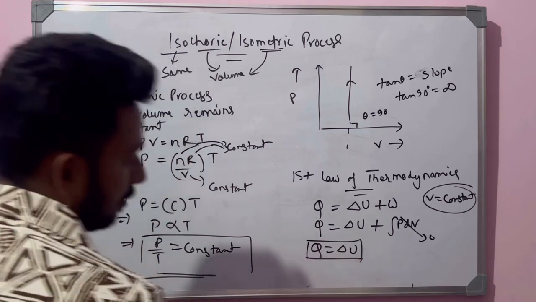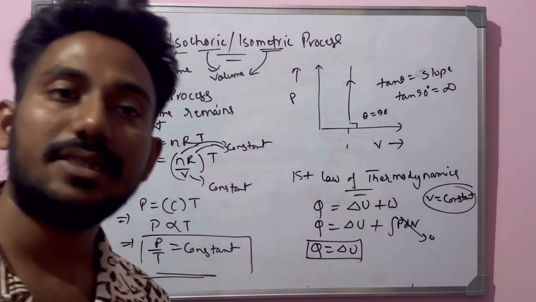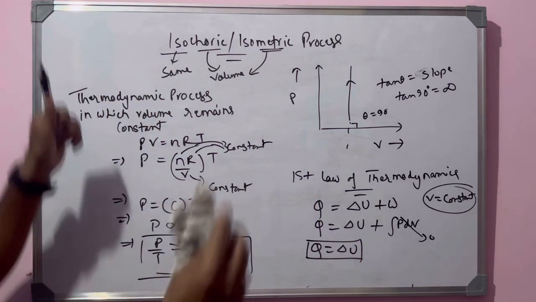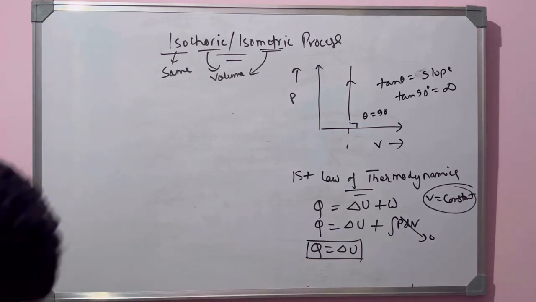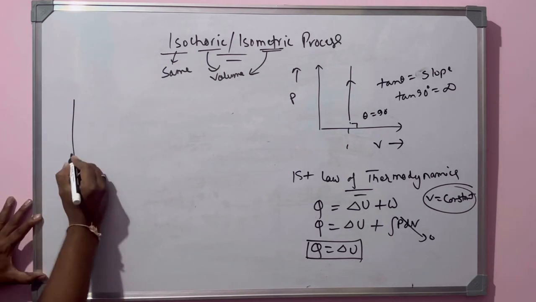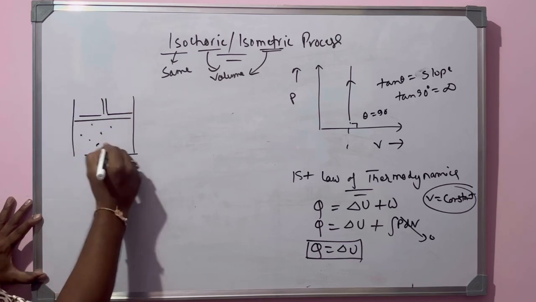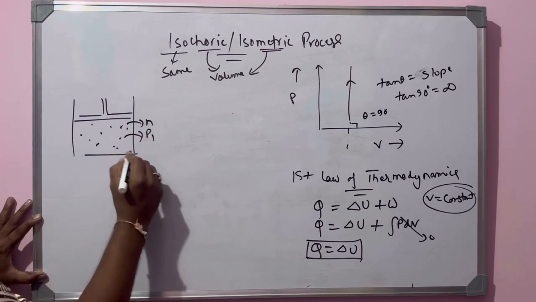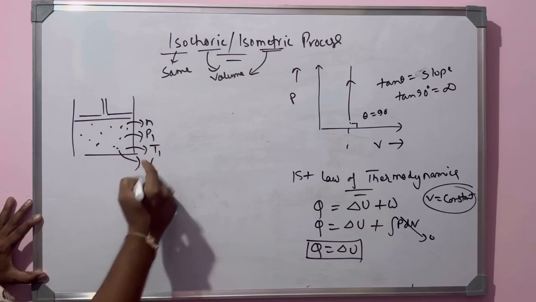What does this actually mean? It means you are supplying heat to the system and that heat is completely utilized in changing internal energy. There is no work done at all, right? If you want to take a visualization of this, you can think like this. Suppose I had an isochoric process. Suppose I am going from state number 1, imagine there is a piston in which we have n moles of gas. Pressure is P1, temperature is let's say T1, and volume of this gas is let's say V.